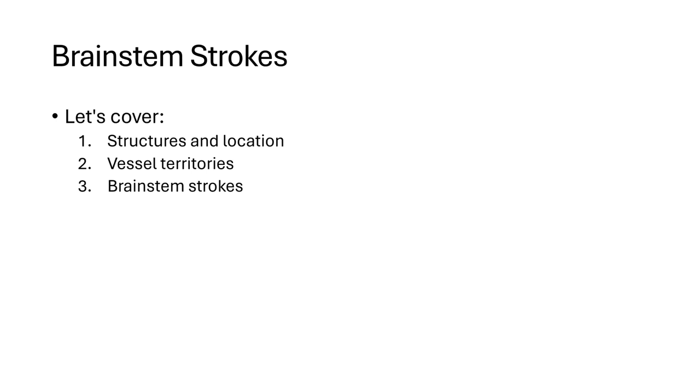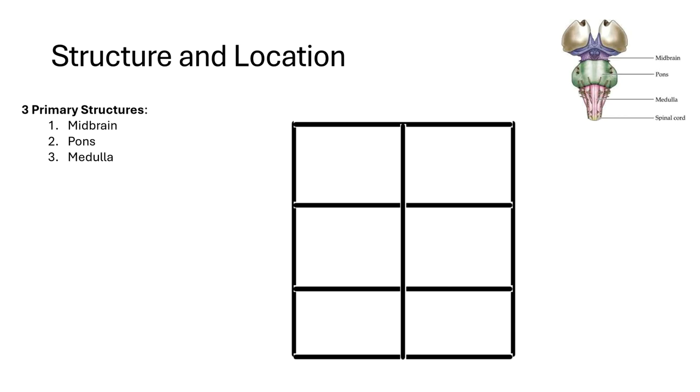We will then finish the lecture with the different types of brainstem strokes that you need to know for your exams. The brainstem has three primary structures. The most superior structure is known as the midbrain. This is followed by the pons, and finally the most inferior structure is the medulla. This then turns into the spinal cord. This will be the diagram that we will be using for the remainder of this lecture. So let's label the structures.